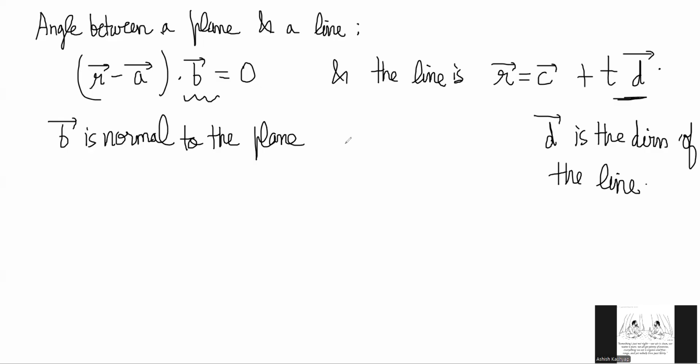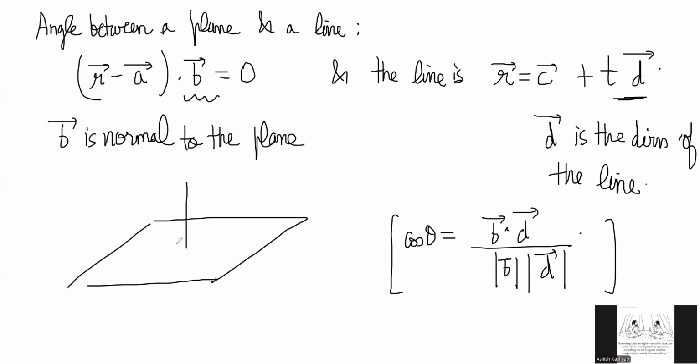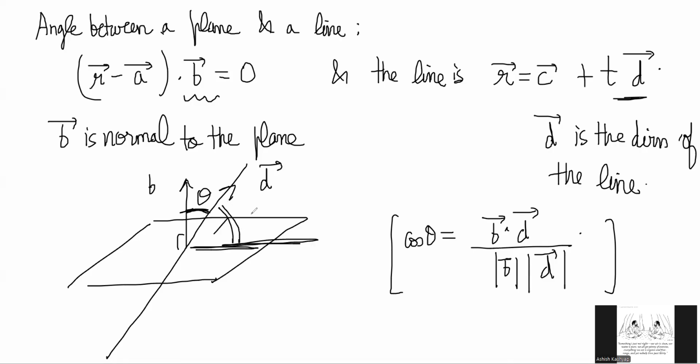So the angle between the two vectors b and d, what is the angle between b and d? Cos theta is equal to b dot d by mod b mod d, right? But this theta is the angle between the normal to the plane and the line. The normal vector is my b vector, and the line could be like this, d vector. The theta that we have found here, cos theta, is the angle between the normal and the line. So the angle between the plane and the line should be 90 minus theta, right?